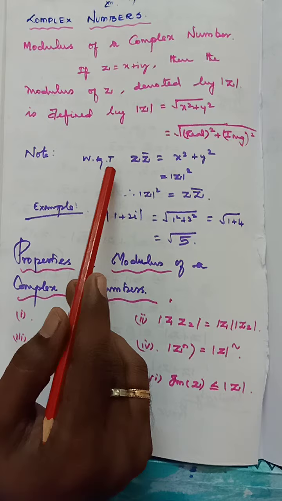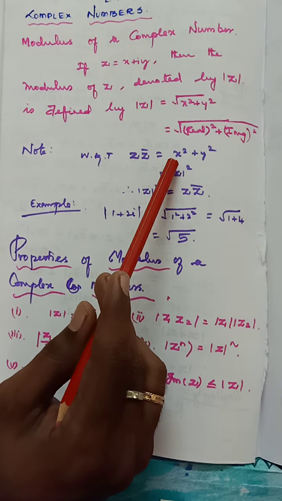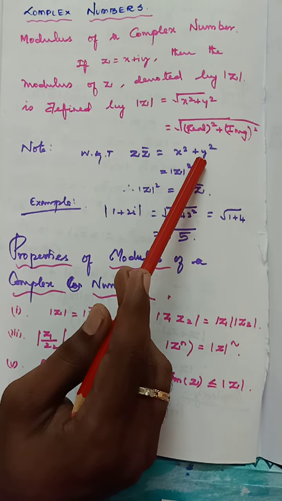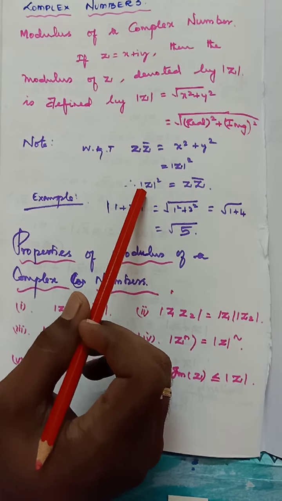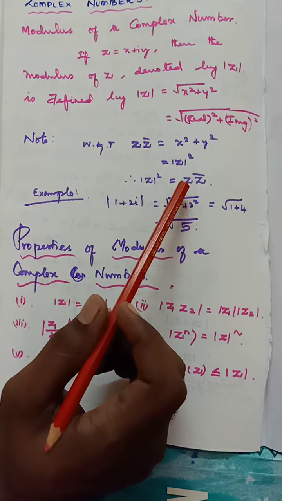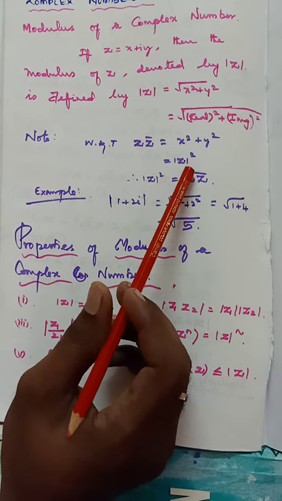At the same time, for z bar, we can say x square plus y square. So this is nothing but your modulus of z square, right? So your modulus of z square can be written as z z bar. This is a 1 mark question.